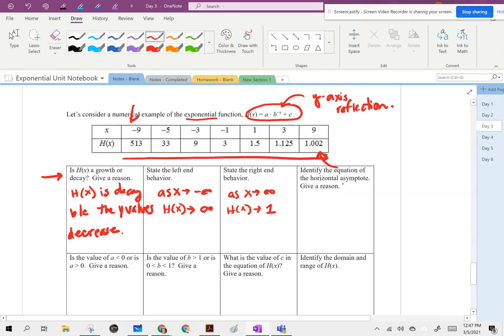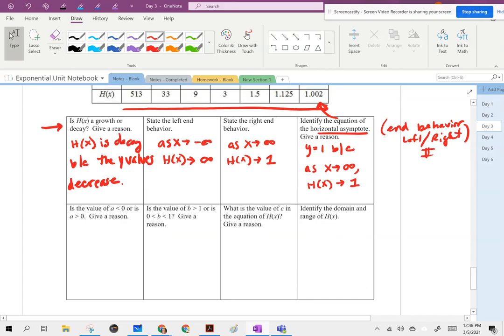Identify the equation of the horizontal asymptote and give a reason. Well, y is equal to 1 because your horizontal asymptote is going to be identified as the end behavior. Okay. It could be either left or right, wherever the number is. So as x approaches infinity, h of x approaches 1.